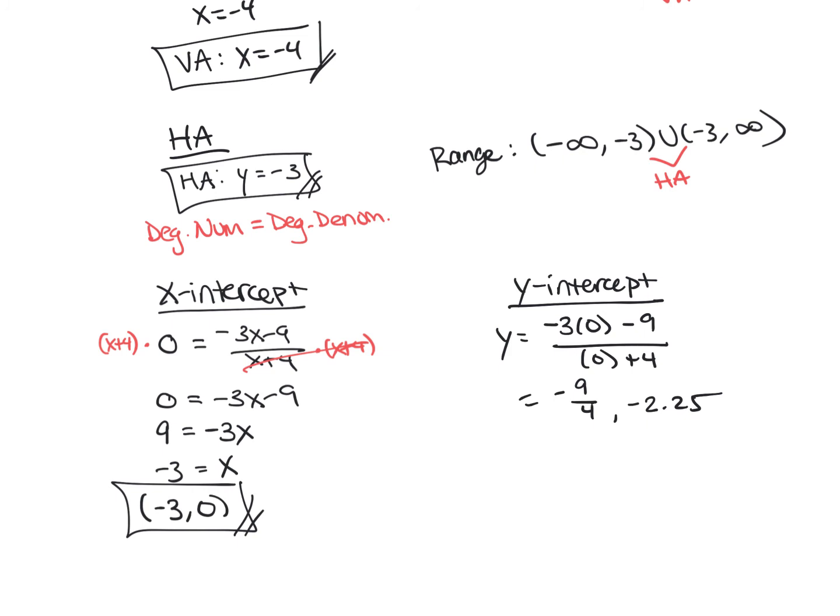So remember, it's an intercept. Write it as a point. We have the point 0, negative 2.25. So these are all of the features for problem number 5. Let's practice again with problem number 7.